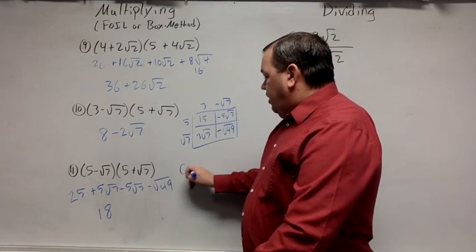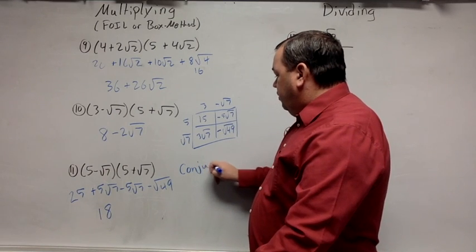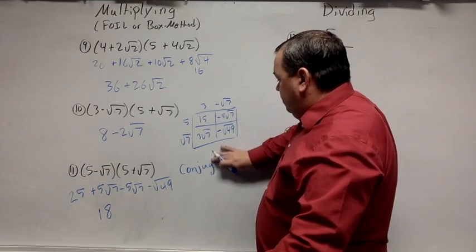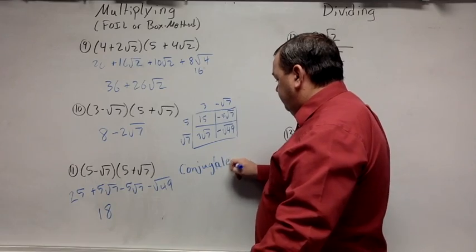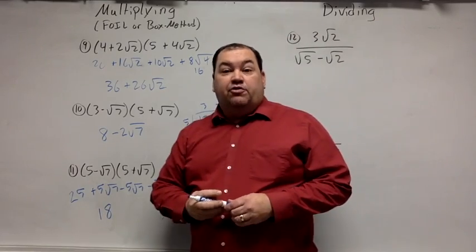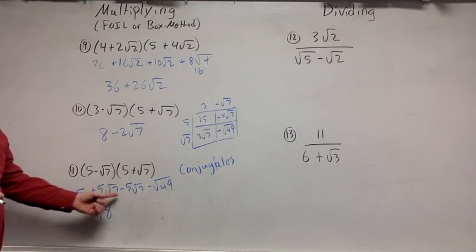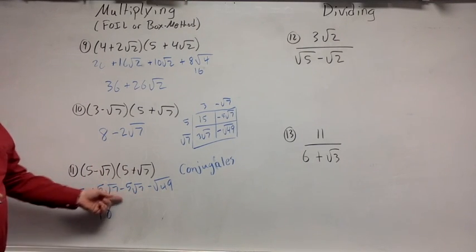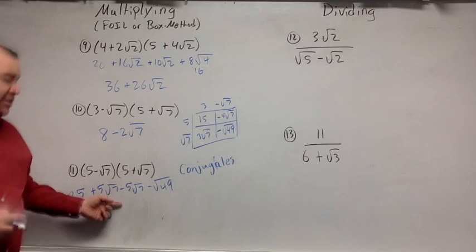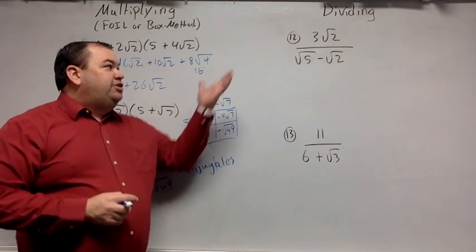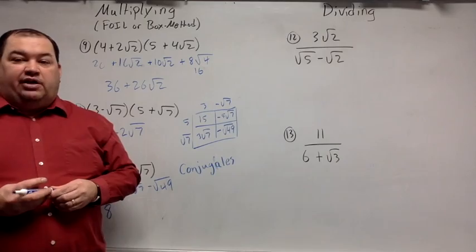These two things have a name. We've talked about this before, but they are called conjugates. This is our difference of squares pattern, where that middle term cancels out. So you've got to be on the lookout for that. The reason I talked about this is that the concept of conjugates is what helps us with dividing.